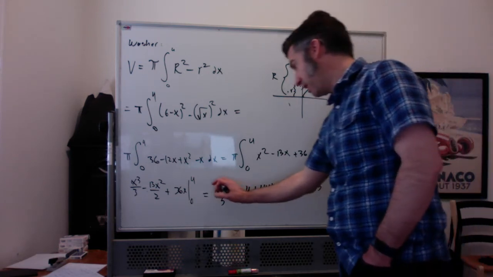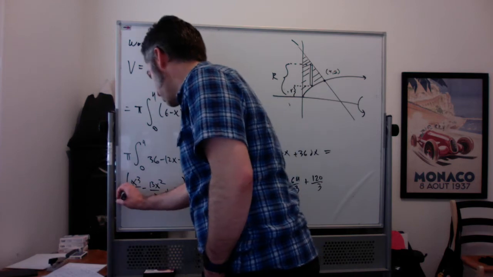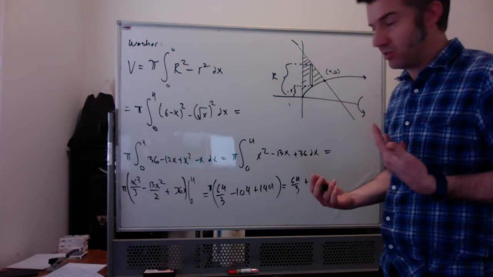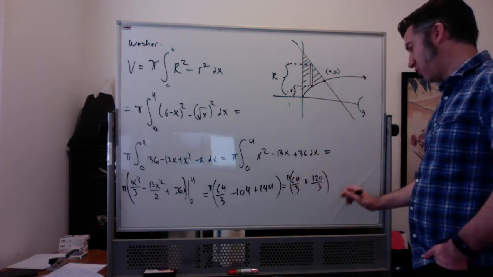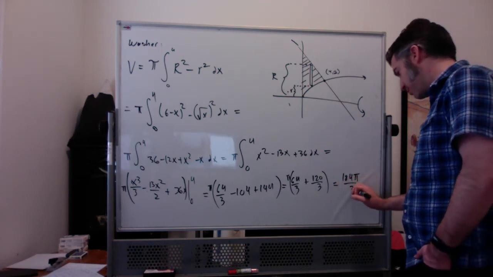And I lost my pi. It's no good. Yesterday was pi day. You don't want to lose the pi. Make sure, right, you can't just write the pi at the end. You need to write the pi in each step. So I end up with 64 plus 120 is 184 pi over 3.